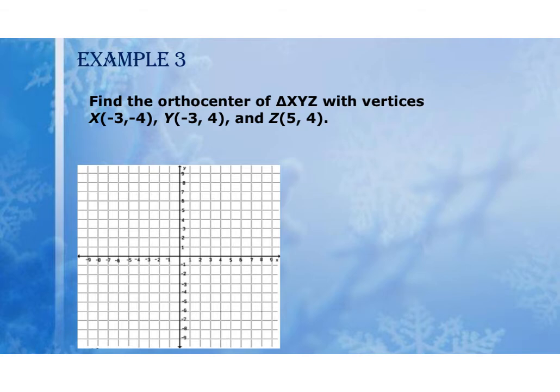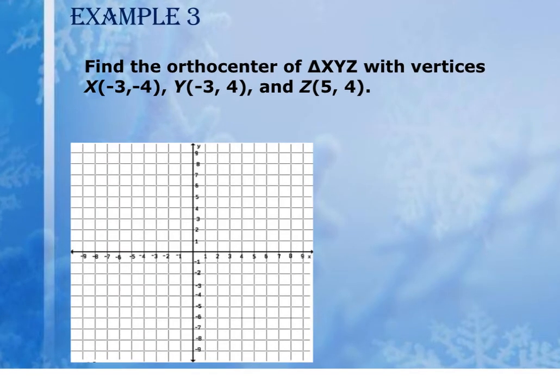So we're going to find the orthocenter of XYZ with vertices X at -3, -4, Y at -3, 4, and Z at 5, 4. I mixed Y up with X, but we'll figure it out. So X is at -3, -4, so we go to the left 3 and down 4. Boom, this is X. Y is at -3, 4. That's Y. And Z is at 5, 4.